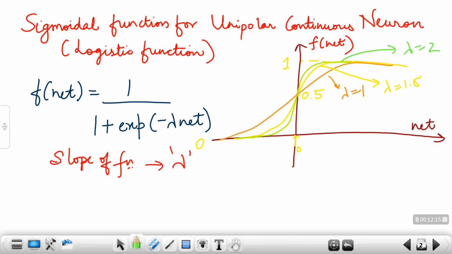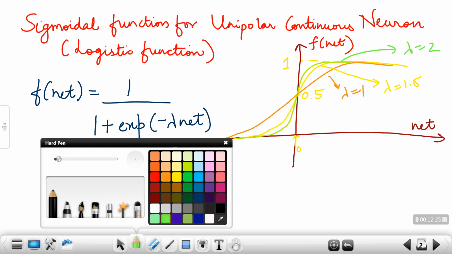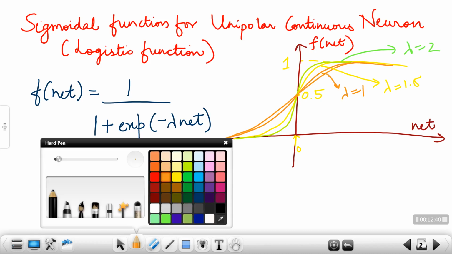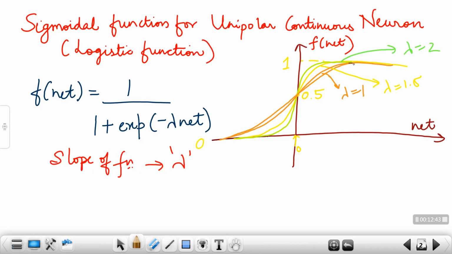As the value of lambda goes on increasing, the slope becomes steeper and steeper. When the value of lambda is less, the slope is very gradual, somewhat like this. This one may be considered as lambda equal to 0.1, and the one I drew previously may be considered as this one.